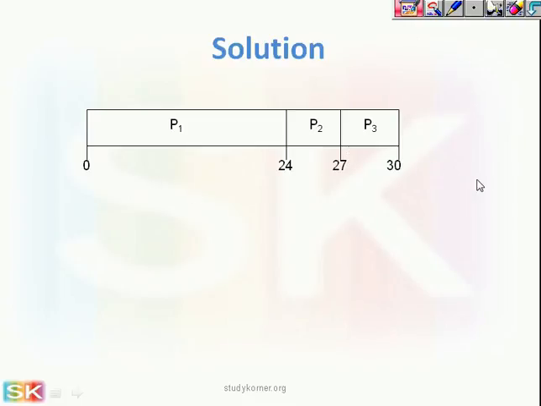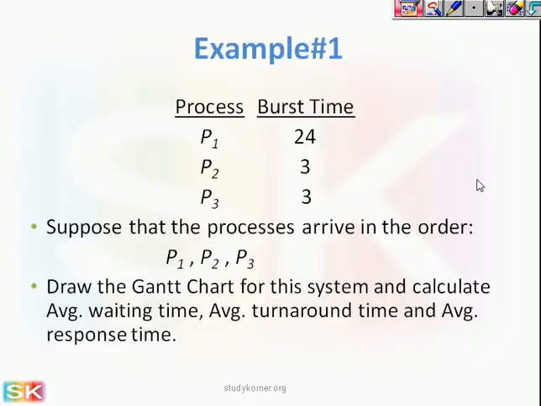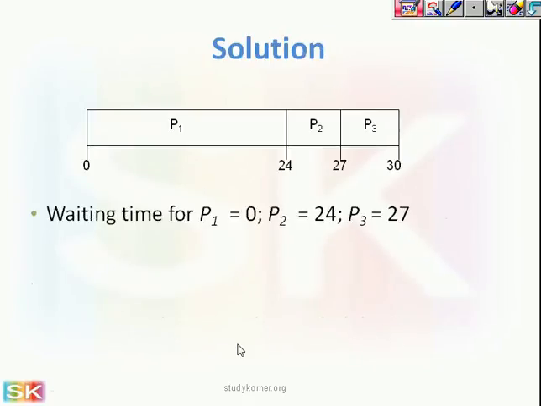So we have to find out the average waiting time, average turnaround time, and average response time. So average waiting time says that the time a process is waiting. So the waiting time of P1 plus waiting time of P2 plus waiting time of P3 divided by 3 will give you the average waiting time of the system.